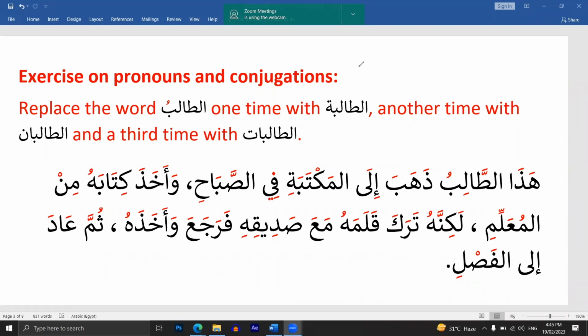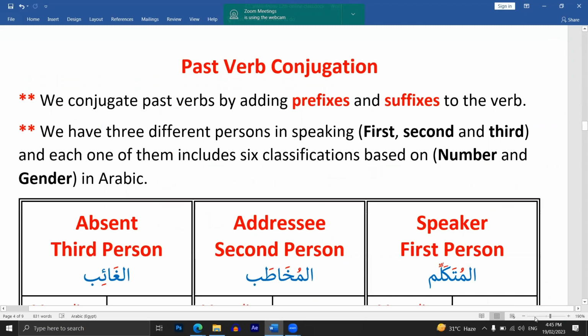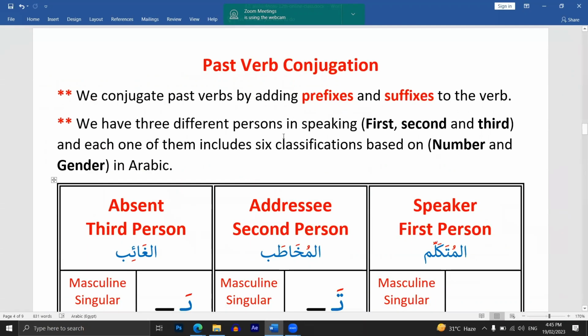Okay, so let's move. We didn't do it for, I think, dual feminine and also plural masculine, so I will leave it for you to do yourself as homework. Then let's move to our topic today. I want to go quickly because I know many of you know the present verb conjugation.